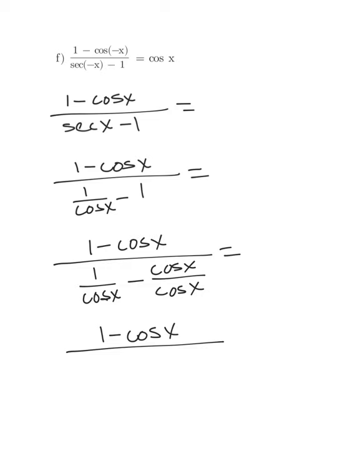Fraction rules say that you subtract or add, depending on the operation. In this case, subtract the numerators, which just becomes 1 minus cosine of x because they are not like terms, and put it over the common denominator unchanged.